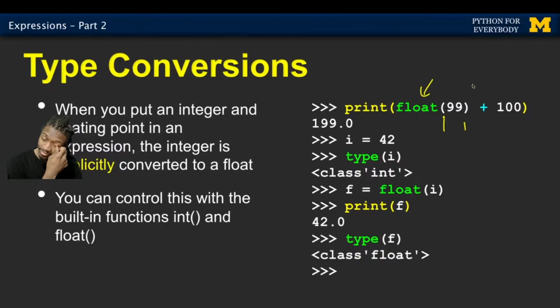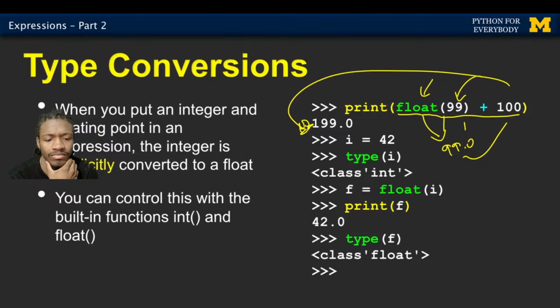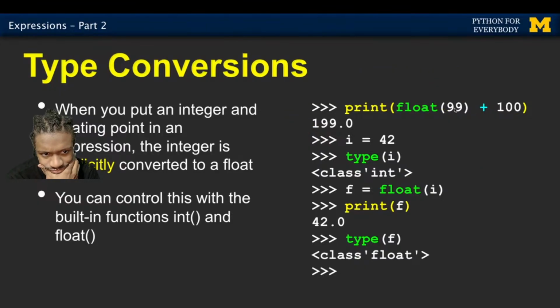It again has parentheses. We pass in 99. So as this expression is being evaluated, it has to call float. It passes in 99, and then what comes back is 99.0, which is a floating point representation of the number 99. 99 and 99.0 are not the same. This is a floating point number. So when this addition happens, it produces 199.0. That is a floating point 199.0. By calling float, you are force converting that to a floating point number.